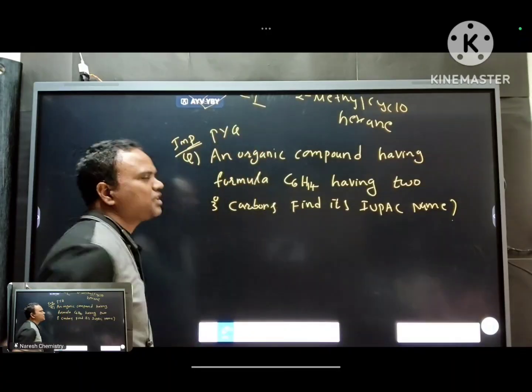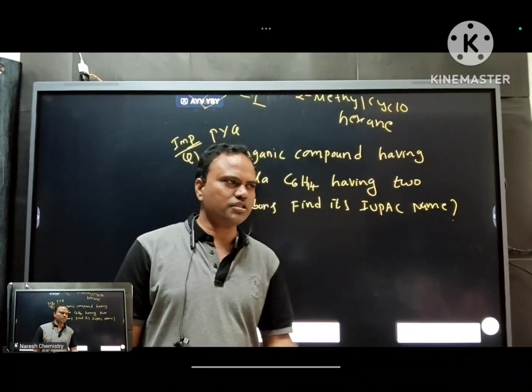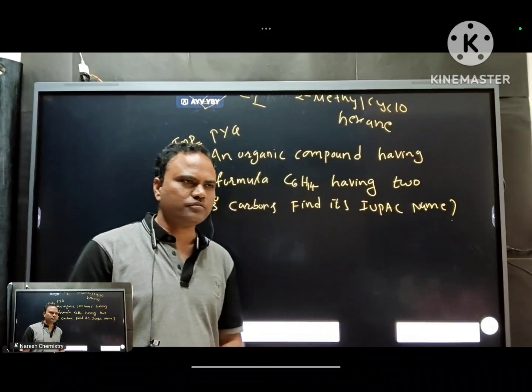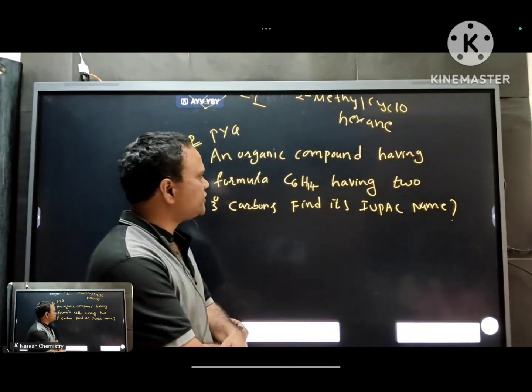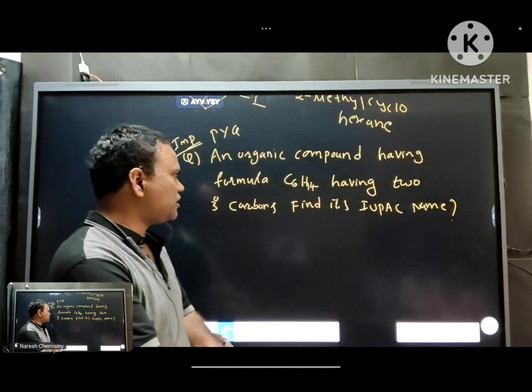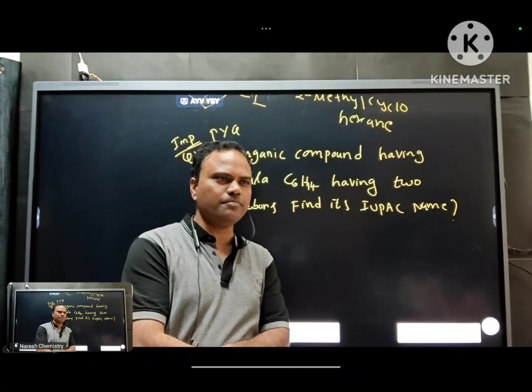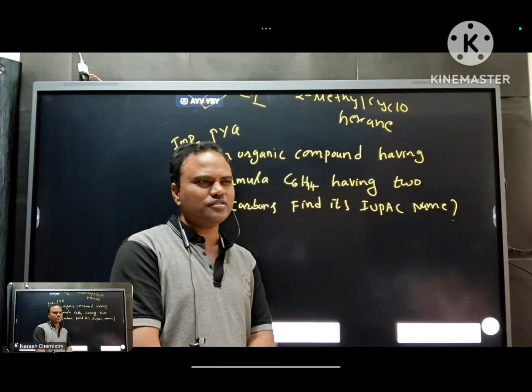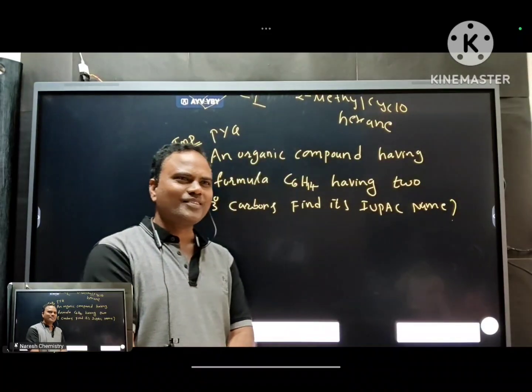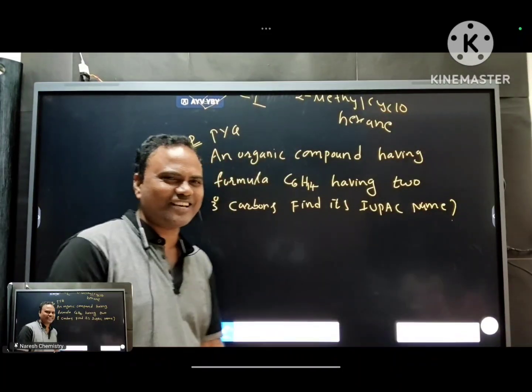PYQ, last year question, NEET question, recent 24 or 23rd. An organic compound having formula C6H14 having two tertiary carbons, find its IUPAC name. Options are given to you, but I won't give you options. You only try. Okay. Actually, ABC will come, right?